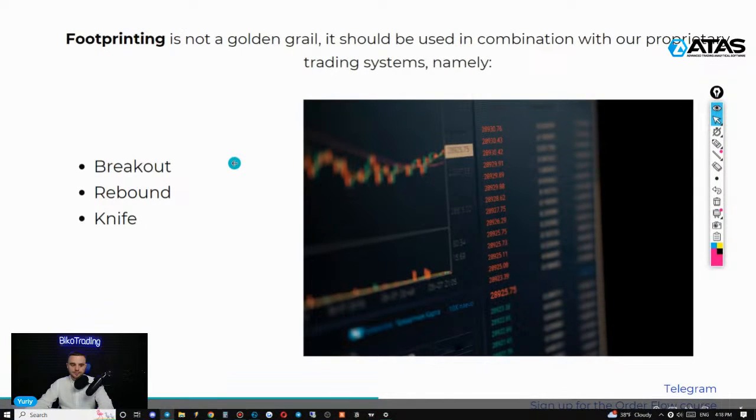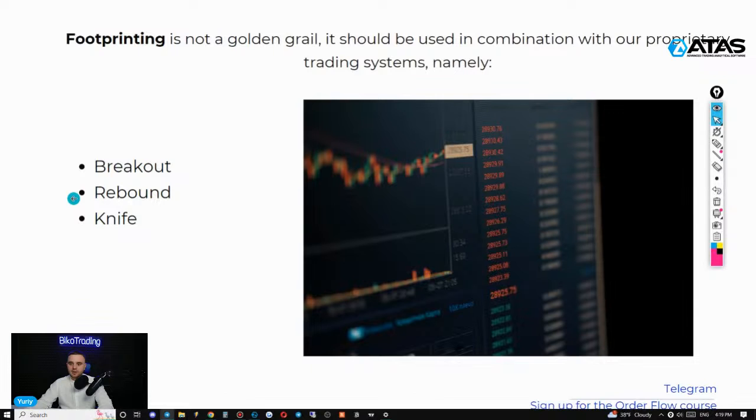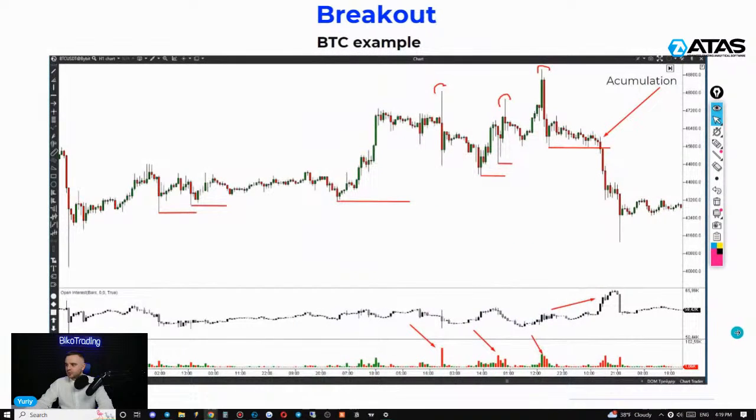Okay, breakout. First, and the most powerful, I really like this strategy, just beautiful. Breakout. What's the major idea of breakout? It is when price stays in some range environment. We often have breakout situations. Let me show you an example here.